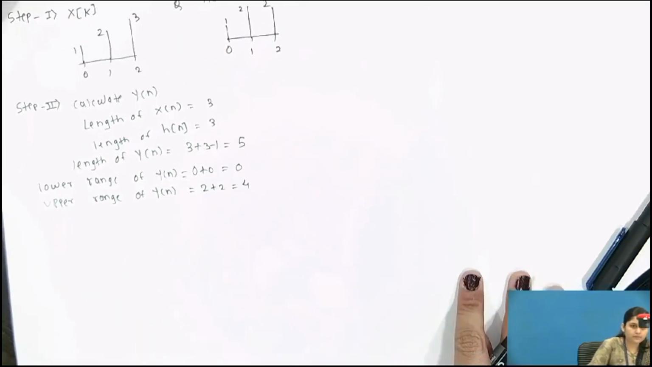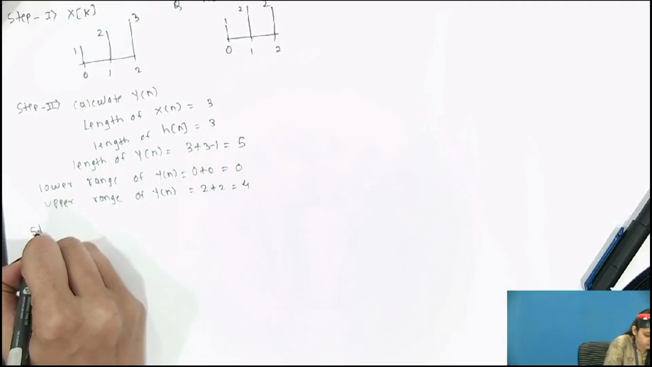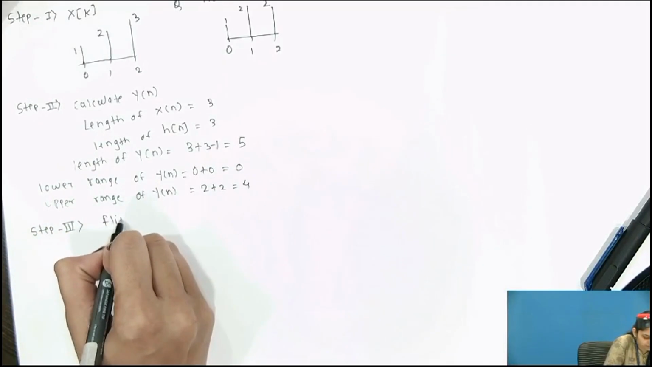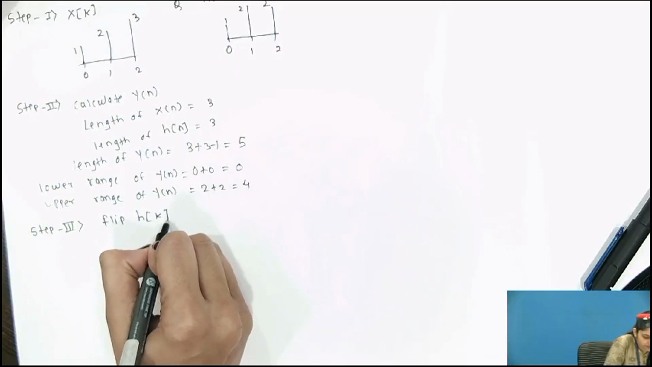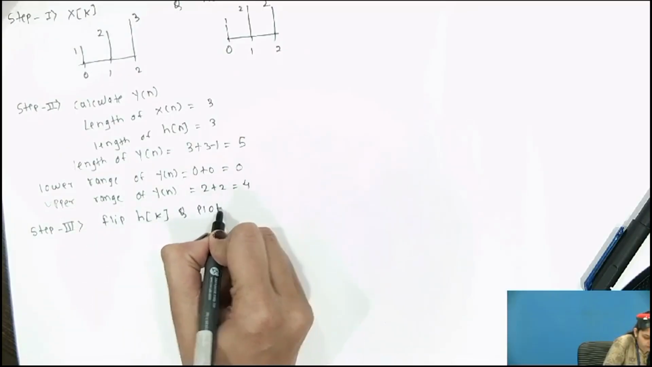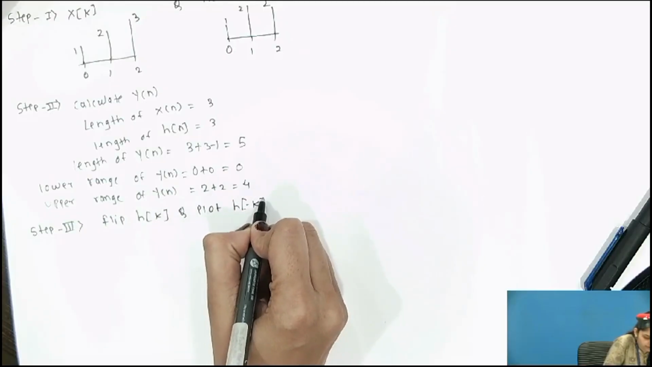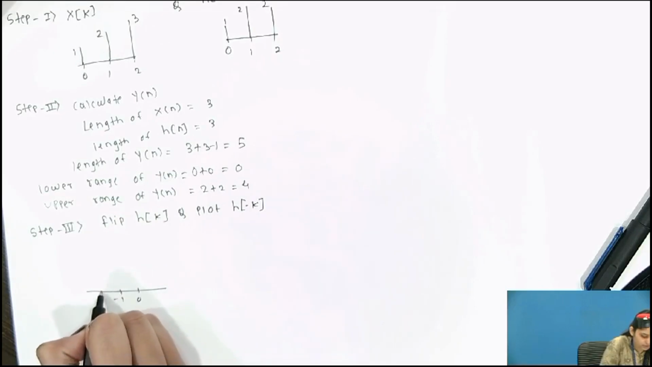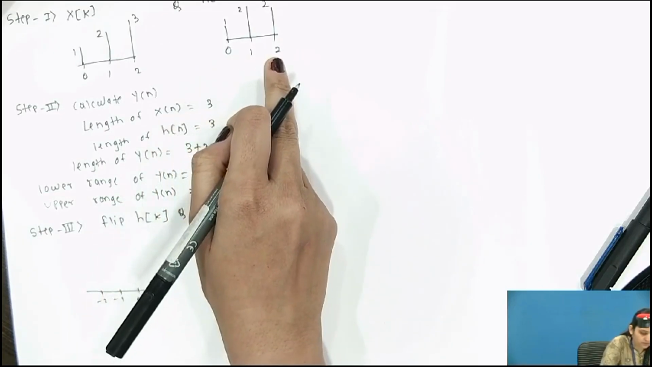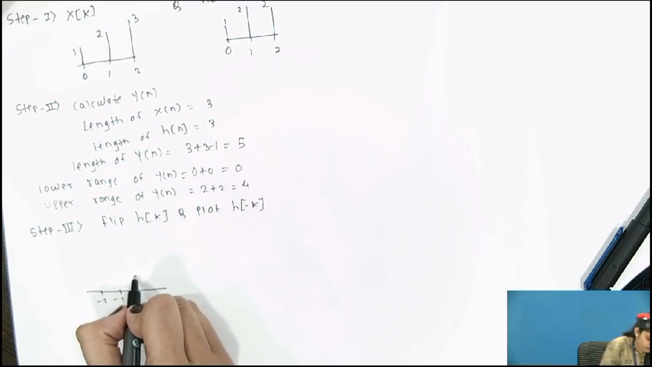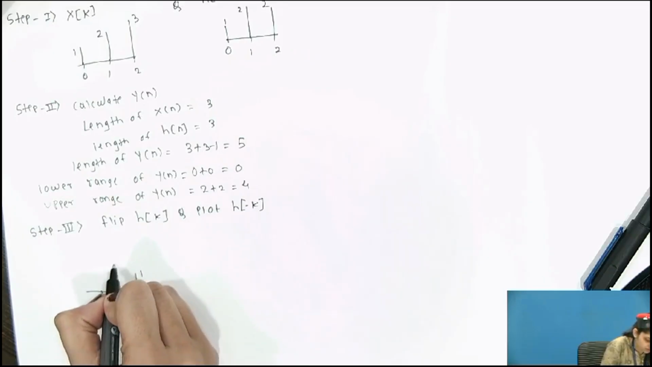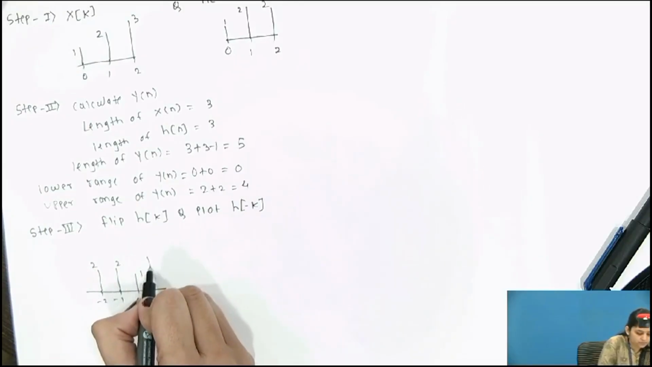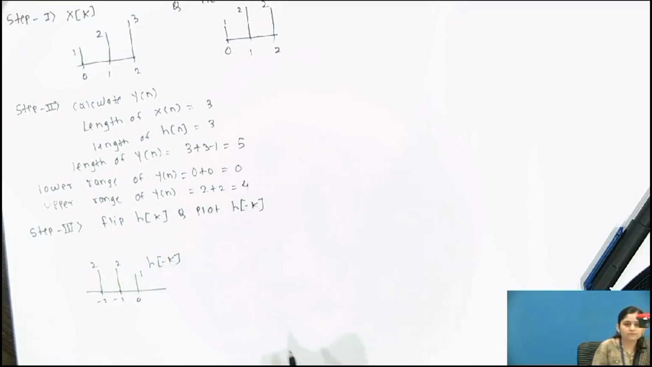Now in step number 3 we have to flip h of k, and plot the sketch of h of minus k. So how is it? Just our time axis changes: plus 1 becomes minus 1 and plus 2 becomes minus 2, while the amplitude remains the same. So here it is 1, 2, 2. Okay, this is the plot of our signal h of minus k.